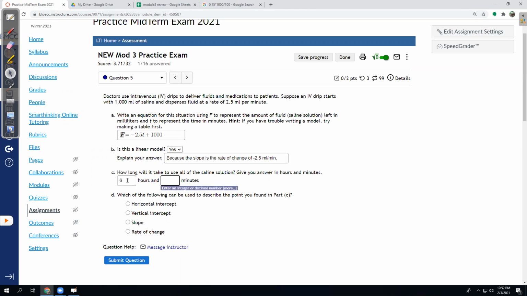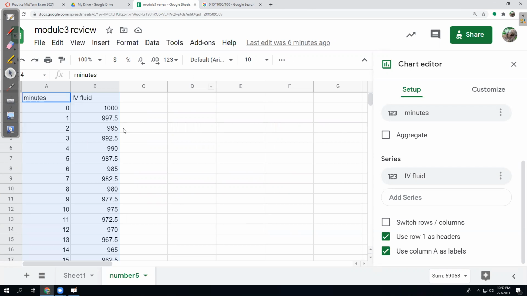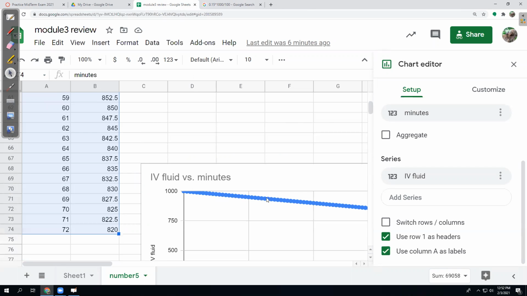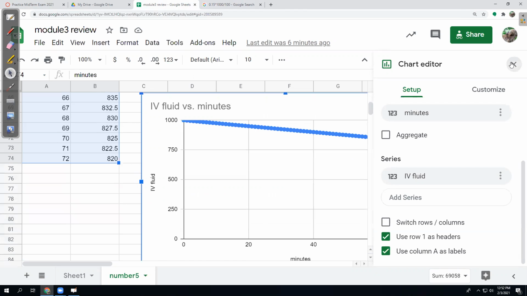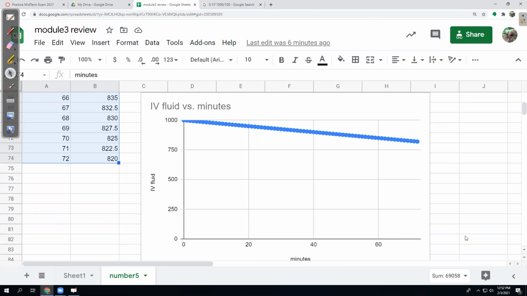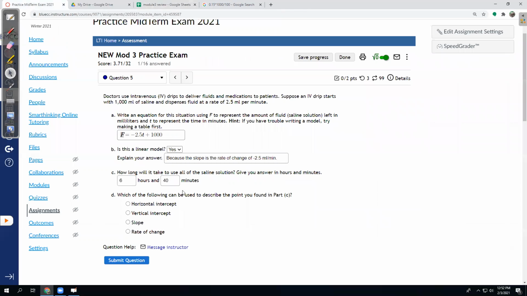6 hours, 40 minutes. Which of the following can be used to describe the point you found? Horizontal intercept, vertical intercept, slope, or rate of change. Now, I started looking at the graph of that here. It's down here. Notice it's dropping down, right? And what we were asked is basically, when does this go to nothing down at the bottom here? When is there no more fluid? So that would be the horizontal intercept that we were looking for. When does that drop to nothing? So that would be horizontal intercept. Woohoo.